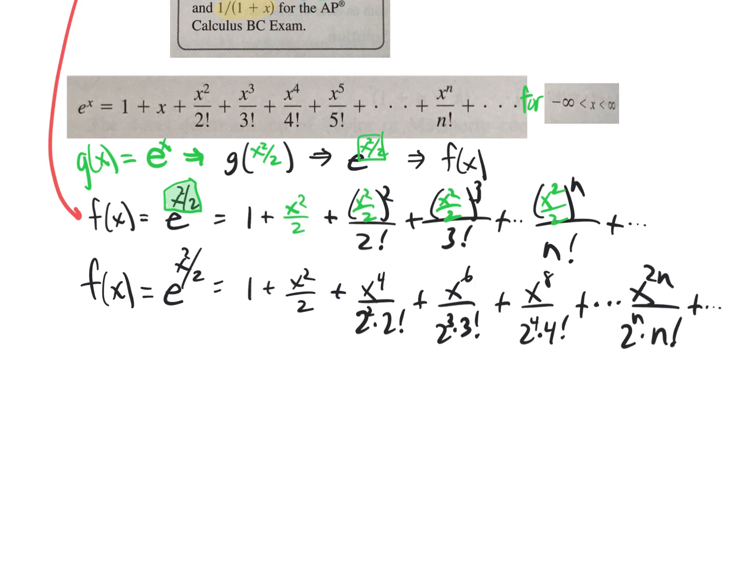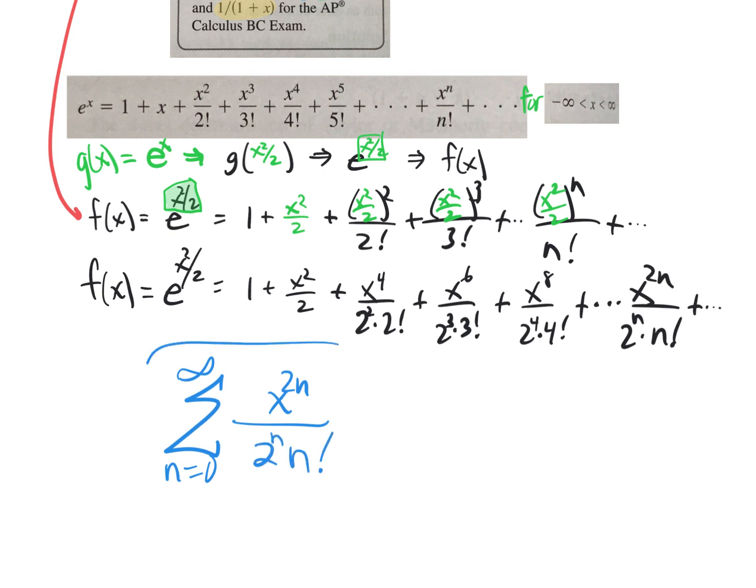So if we write this as a series, it looks like it's going to be x to the 2nth power, and this then goes from n equals 0 to infinity, all over 2 to the nth power, n factorial. And the interval of convergence is all real numbers, just like the original series. All right, well, I hope that helped.